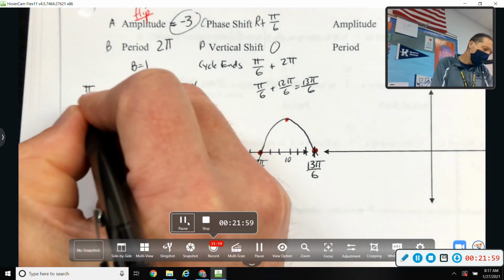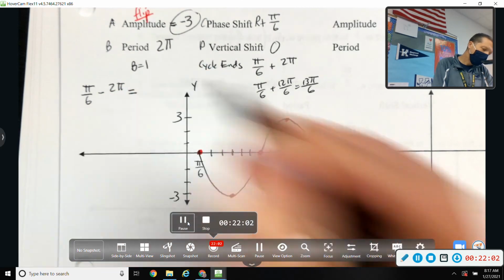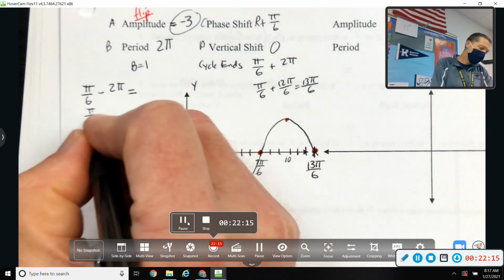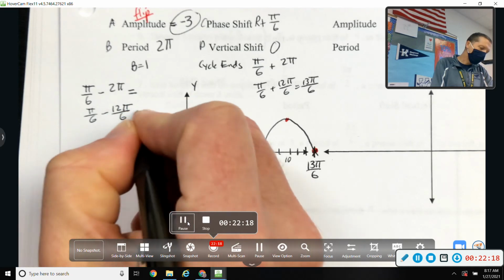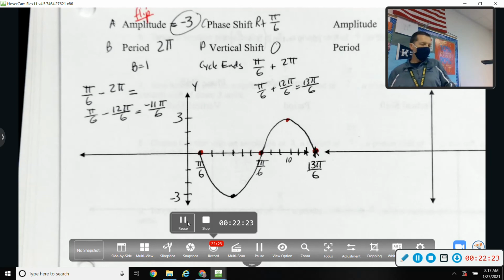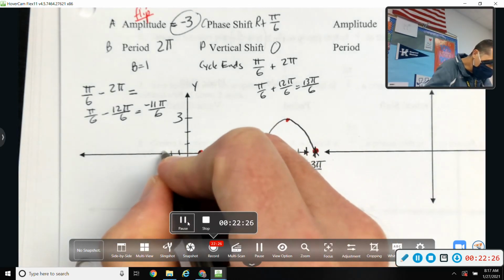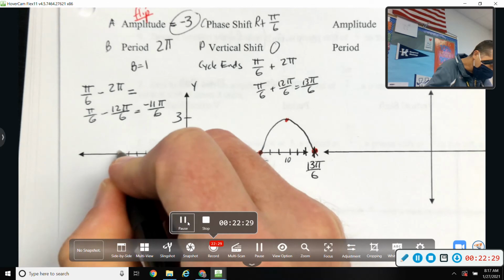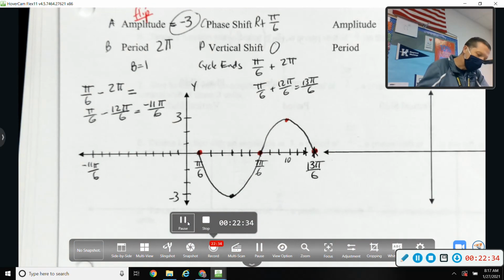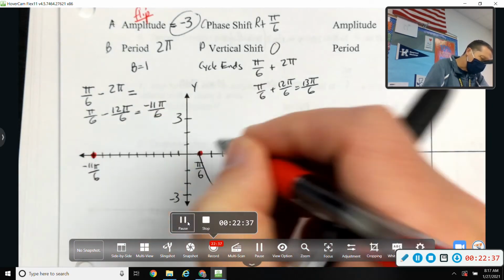So pi over 6 minus 2 pi. What would that be? So where's it going to end on the other side? So pi over 6 minus 12 pi over 6 would be -11 pi over 6. 1, 2, 3, 4, 5, 6, 7, 8, 9, 10, 11. So I've got my start and my end.